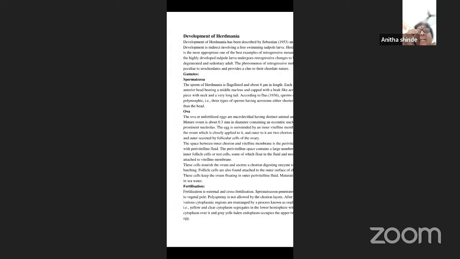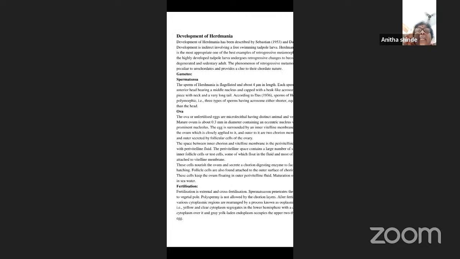Now, Herdmania, you all know, is a very important organism. It has been described by Sebastian and Das. The development of Herdmania involves a free swimming tadpole larva. The characteristic feature in the life cycle of Herdmania is that it exhibits retrogressive metamorphosis. What do you mean by retrogressive metamorphosis? Retrogressive metamorphosis is when the active larval form forms a sedentary adult. That is what is called retrogressive metamorphosis.